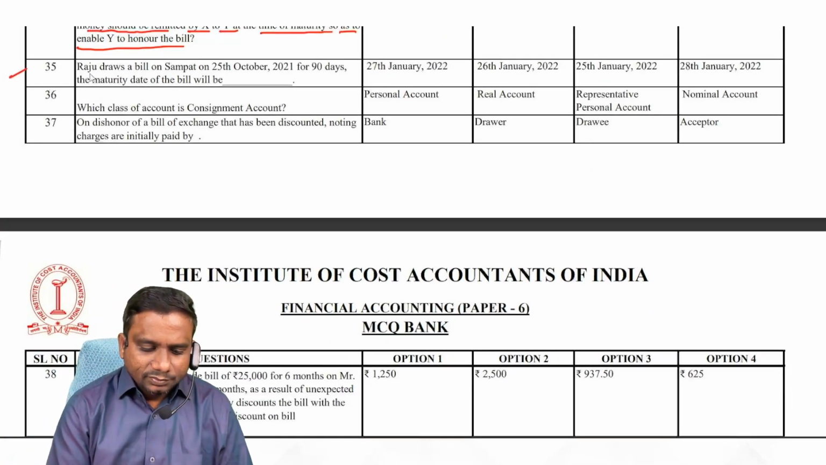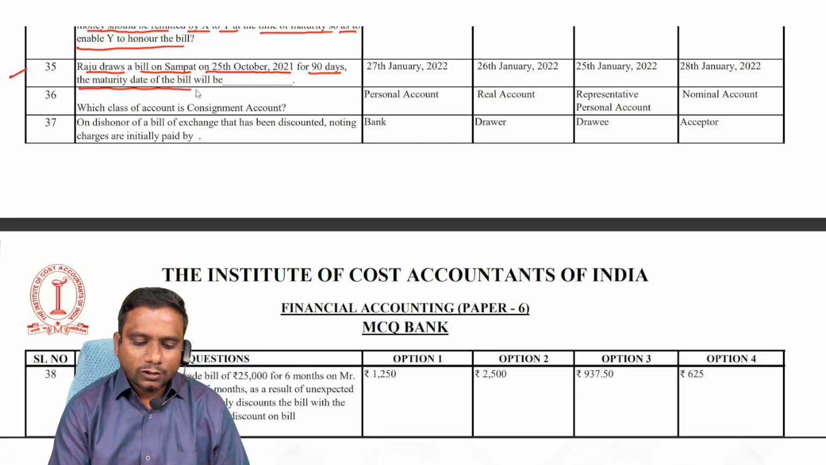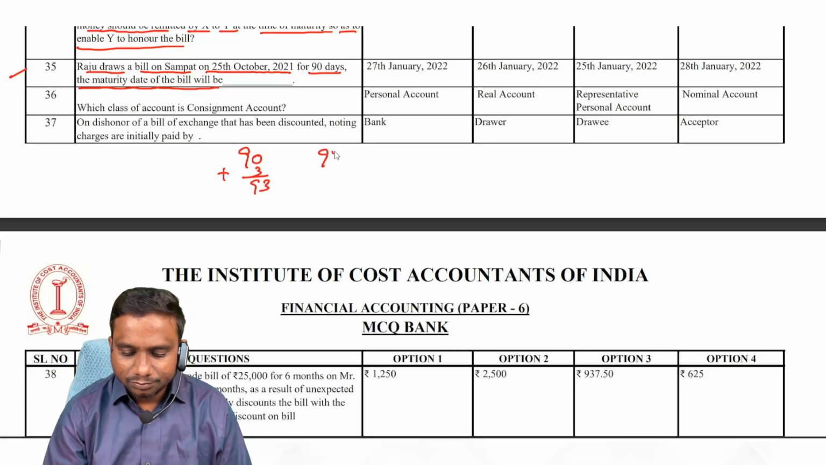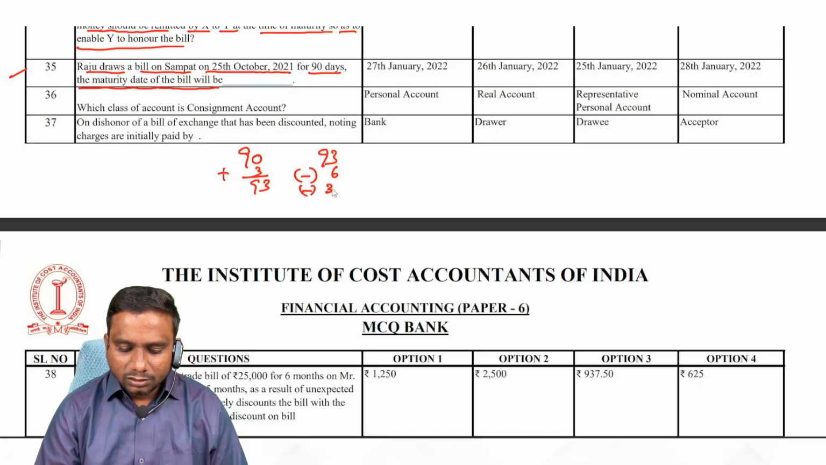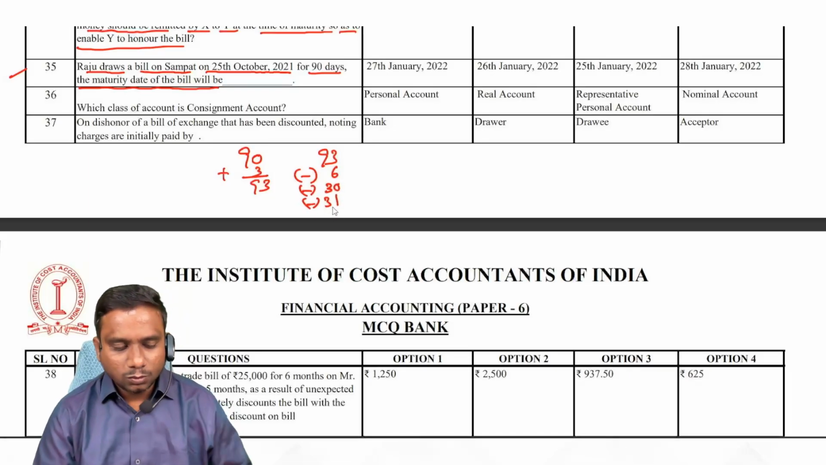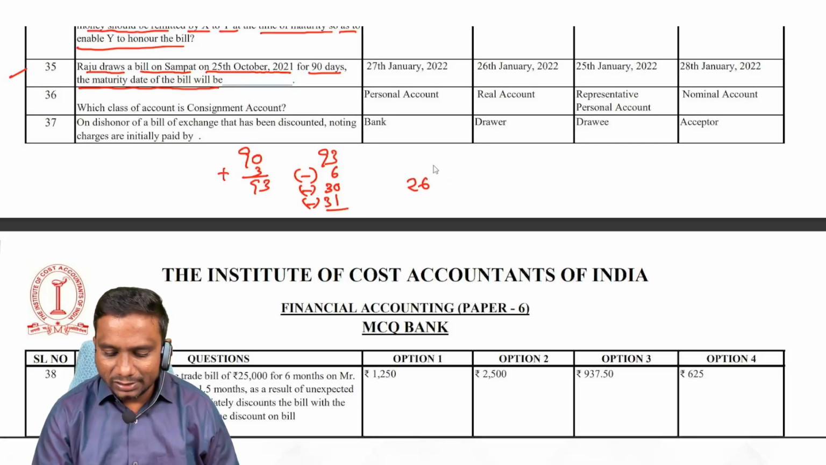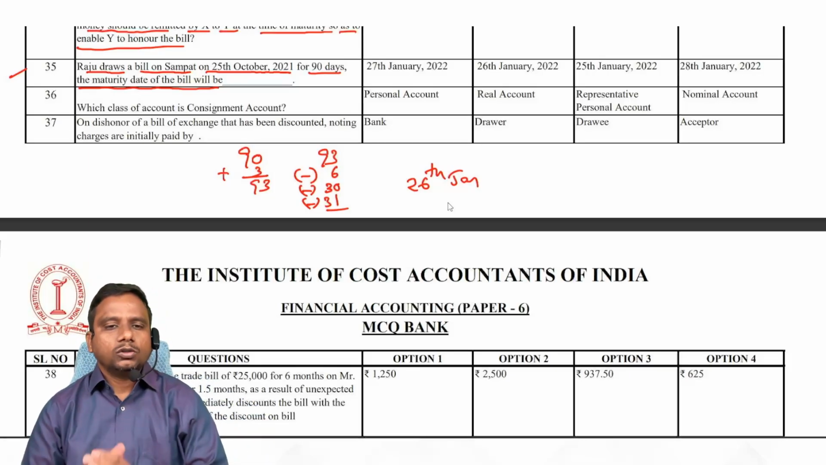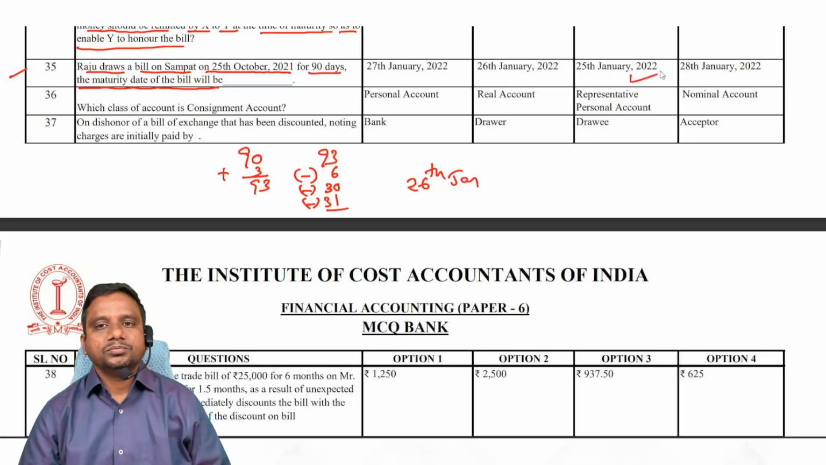Next one, 35. Raju draws a bill on Sampath on 25th October 2021 for 90 days. What will be the maturity date of the bill? The duration is 90 days, plus 3 days of grace, so a total of 93 days. Now, in October we have 6 more days, November 30 days, and December 31 days. Now deduct, students: 93 minus 67 leaves 26. So December is gone, and 26th January is the due date of the bill. But 26th January is a public holiday. When the due date is a public holiday, take the preceding day as the due date. So 25th January is the due date of the bill.